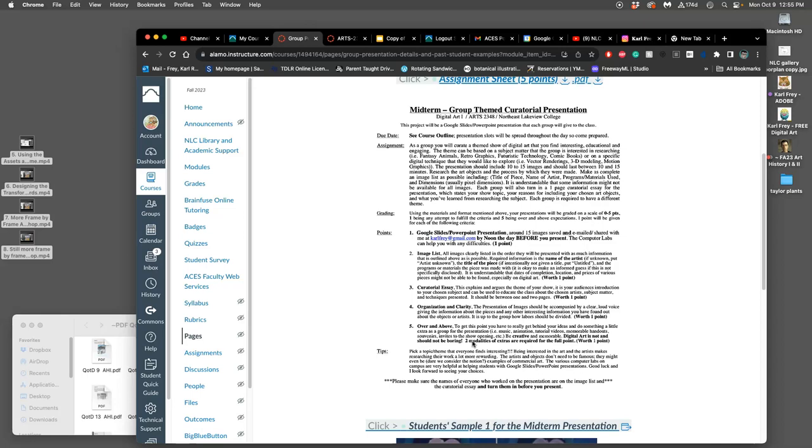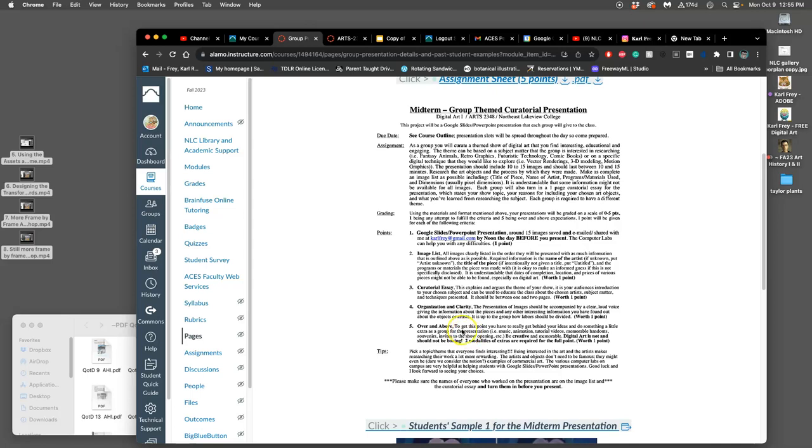You can be wearing themed clothing that fits the theme of your presentation. Like if you're presenting on movie posters, digital art in movie posters, you could all be wearing merchandise from your favorite movies or something, and it'll help us remember.